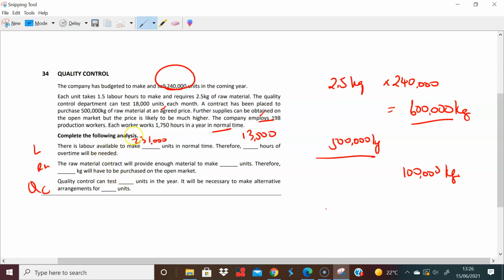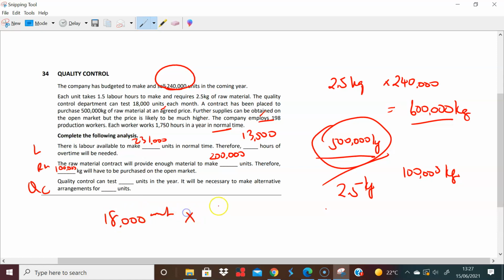The raw material contract will provide enough material to make how many units? Given that this is your raw material contract and you need 2.5 kilograms per unit, that's 500,000 divided by 2.5. So you currently have enough raw material to make 200,000 units, and as we can see here, you need 100,000 kilograms extra as well. Okay, great stuff. It says here that quality control can test 18,000 units each month.